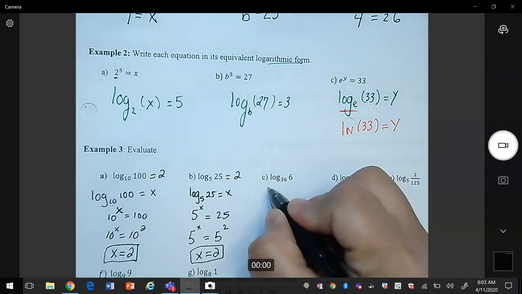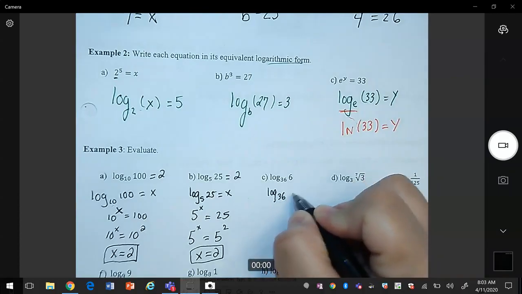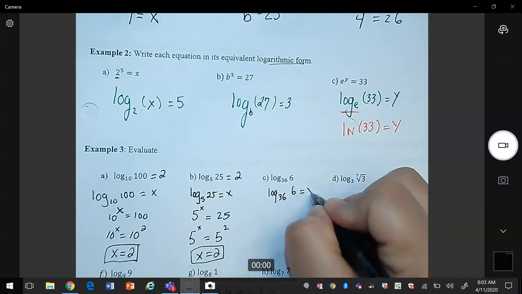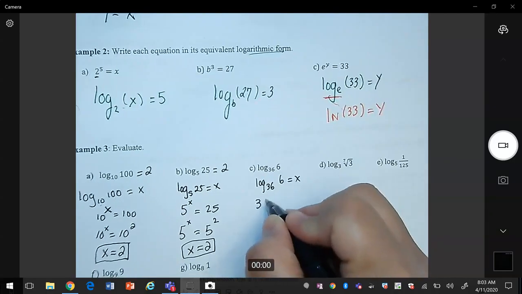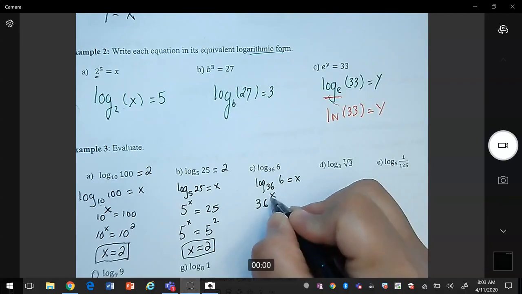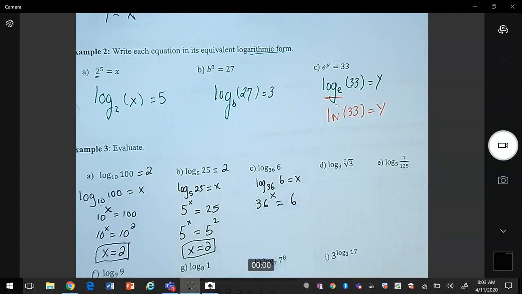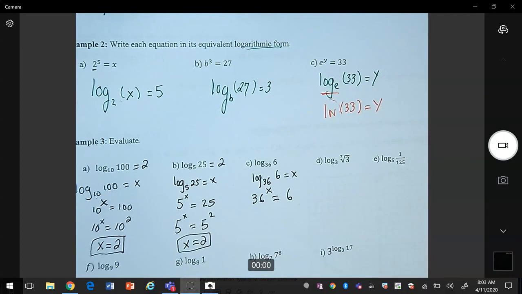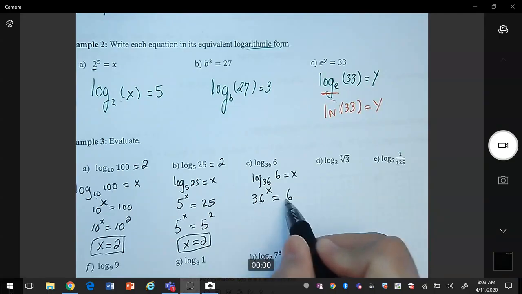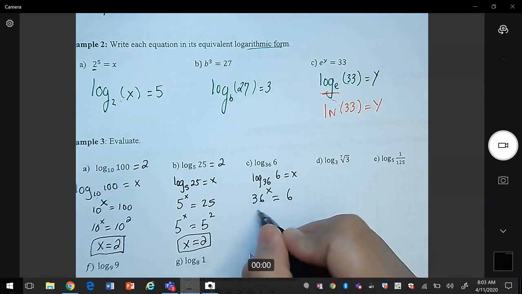Okay, so same here. Log base 36 of 6. So my base is 36. The log is equal to x, so that's my power. And then we have 6. So here we can do the same thing, which is try to write it so the bases are the same. So 36 is the same as 6 squared.